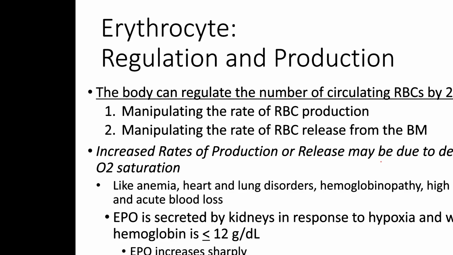The primary hormone that regulates this is EPO, which is secreted by the kidneys when it detects that your body is undergoing hypoxia. And any time that your hemoglobin is less than 12, EPO will also increase very sharply. Decreased rates of production are usually associated with some sort of bone marrow destruction, renal disease or failure, or aplastic anemia.